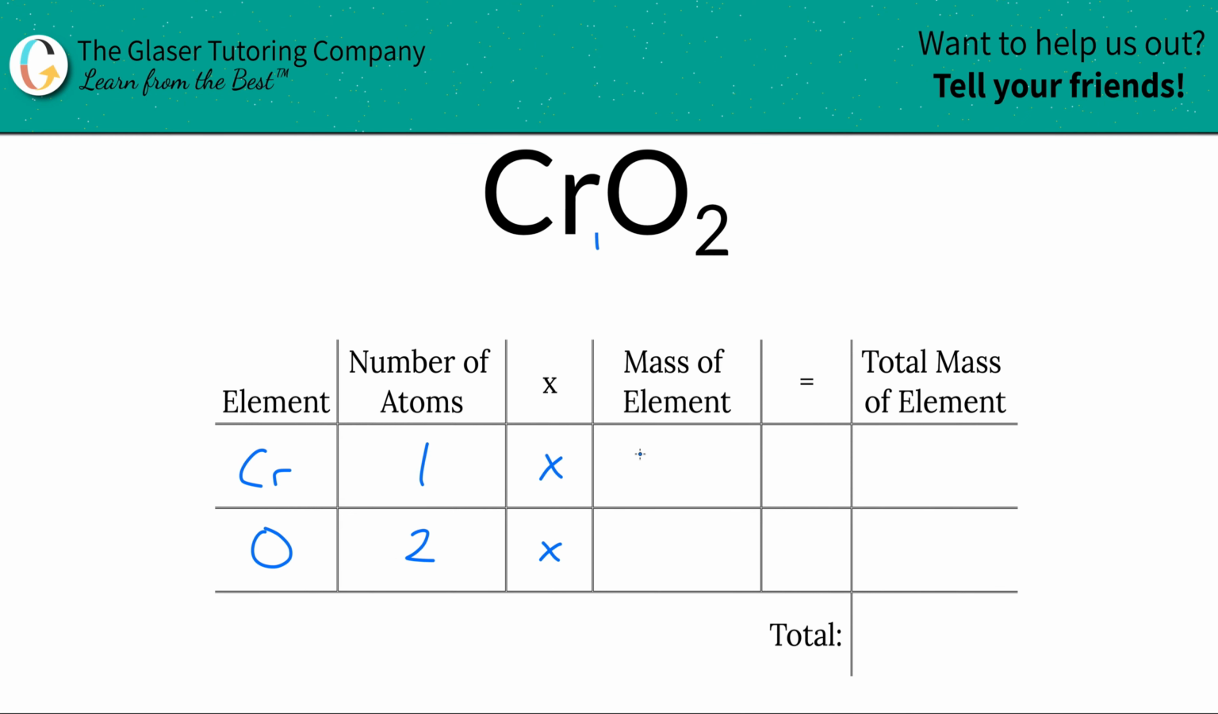So let's write those down. So the mass of chromium is 52, and the oxygen is going to be 16. Each oxygen weighs 16, right? Each mole or each atom. The magnitudes are the same, but the units differ.